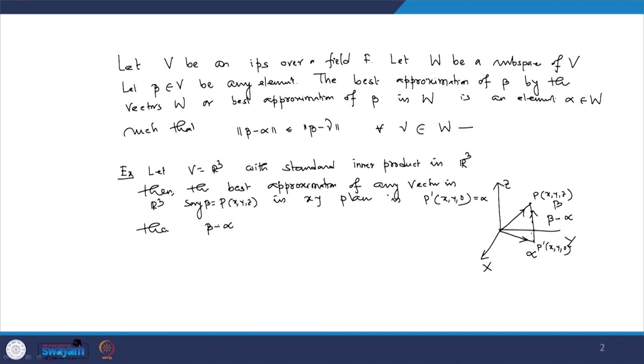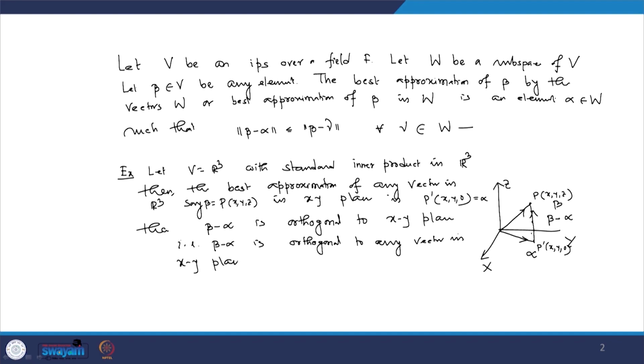Then beta minus alpha is orthogonal to the xy plane, that is, beta minus alpha is orthogonal to any vector in the xy plane. Now, whether this concept is valid for more than three dimensions or not.